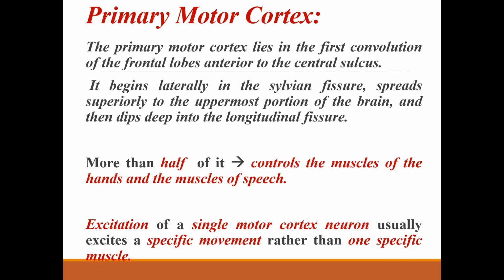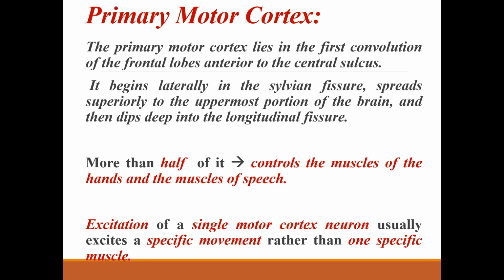Primary motor cortex. The primary motor cortex lies in the first convolution of the frontal lobes anterior to the central sulcus. It begins laterally in the sylvian fissure, spreads superiorly to the uppermost portion of the brain, and then it dips deep into the longitudinal fissure. More than half of it controls the muscles of hand and muscles of speech. Excitation of a single motor cortex neuron usually excites a specific movement rather than one specific muscle.